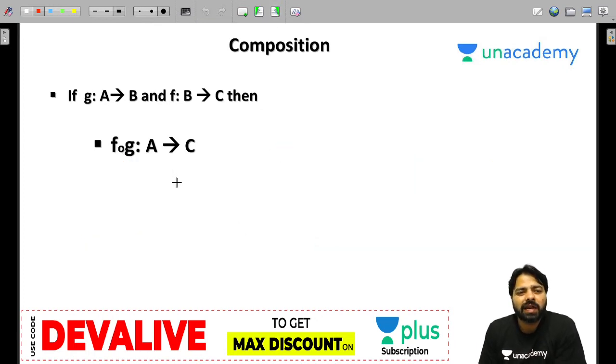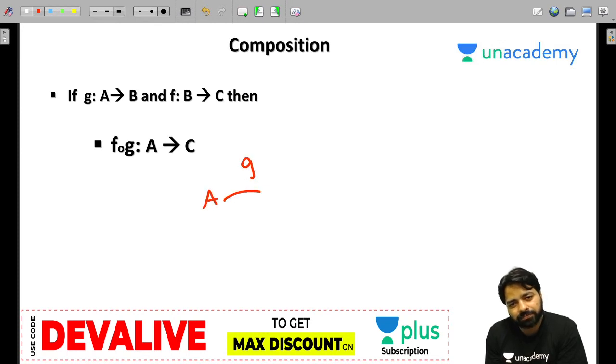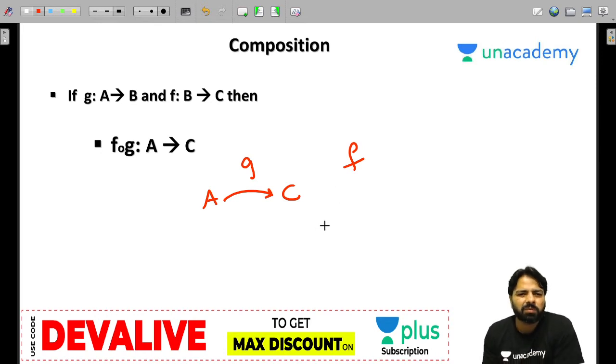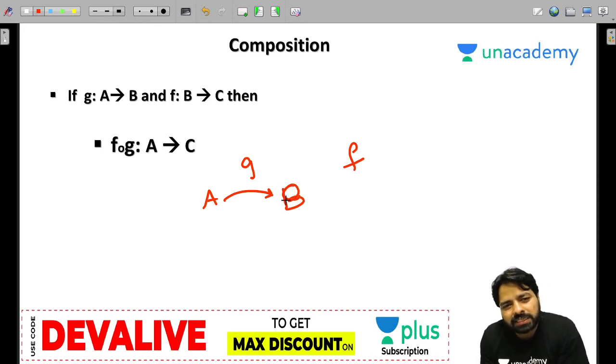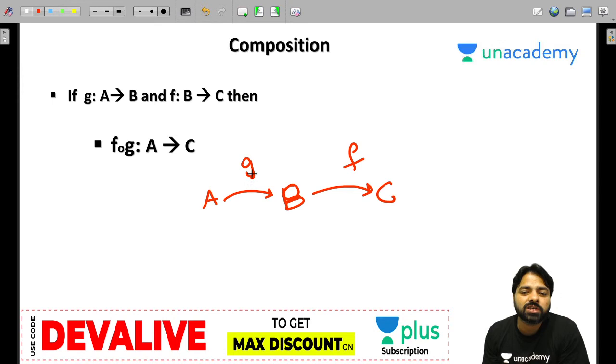Similarly, look at this one. g is A to B and f is B to C. Which is applicable now? g of f you can't do if A, B, C are three different sets. f of g is applicable. First g you can do, that is A to B, and then f, B to C. Now first you need to apply g.